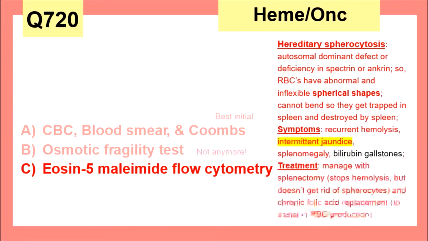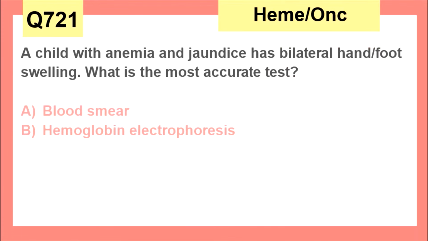Just keep that in mind for exams. About hereditary spherocytosis over here, and I wrote the symptoms include recurrent hemolysis, intermittent jaundice, splenomegaly, and bilirubin gallstones. We may need to manage it with splenectomy to stop the hemolysis, but again, it doesn't get rid of the spherocytes.